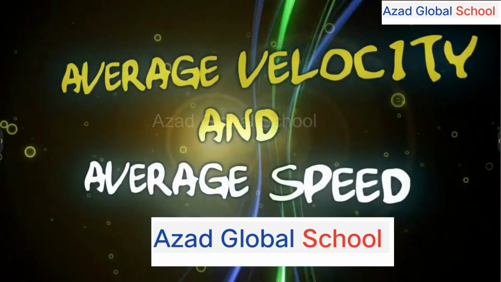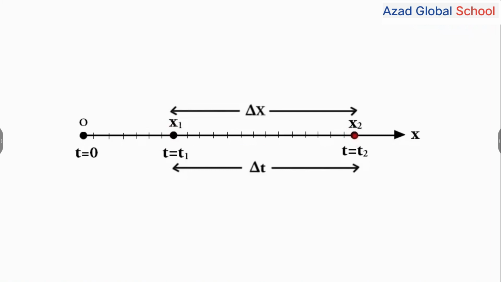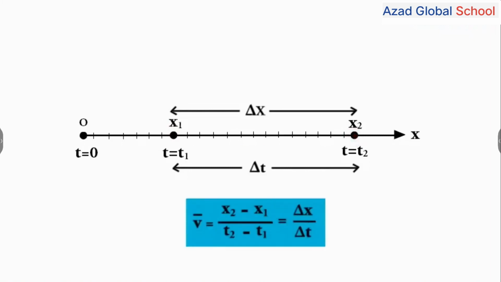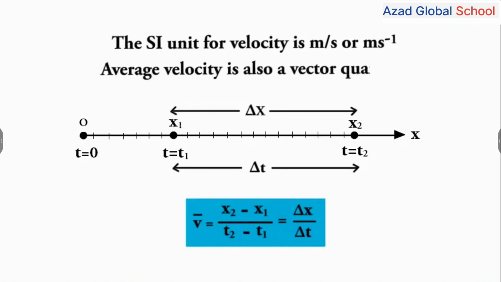Average velocity and average speed. Average velocity is defined as the change in position or displacement, delta x, divided by the time interval delta t in which the displacement occurs. V bar is equal to (x2 minus x1) upon (t2 minus t1), which is equal to delta x upon delta t, where x2 and x1 are the positions of the object at time t2 and t1 respectively. The SI unit for velocity is meter per second. Like displacement, average velocity is also a vector quantity.